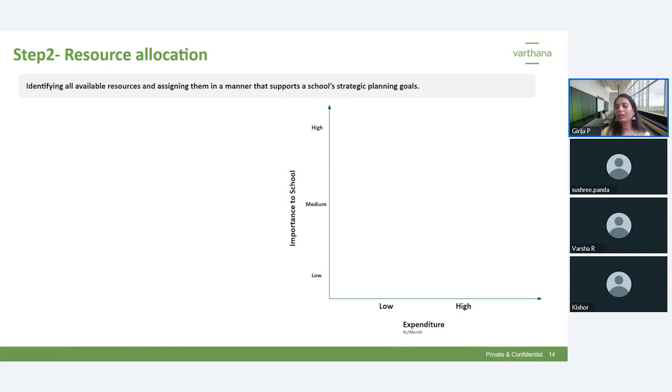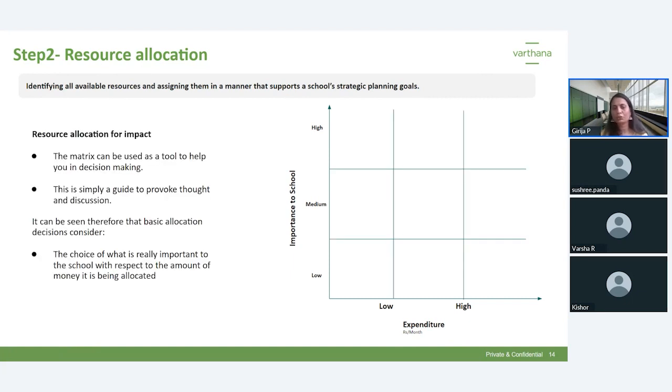Another, on the x-axis, you can see the expenditure. From the low to high, how much money and expenditure schools are doing on that particular task. If the school is spending too much money on that, it will come under the high. So if you're using this tool, it will help you to make decisions. Especially, it is very important for schools to make decisions with respect to money, and based on that we can do the resource allocation and prioritize things at that point.